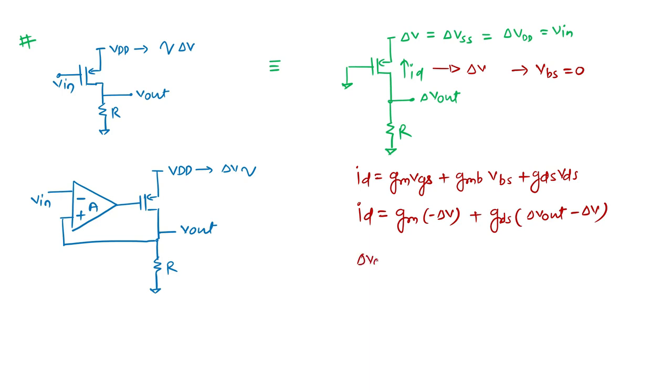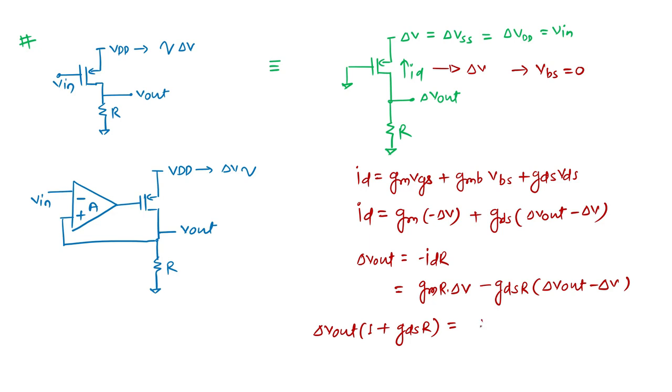And what about del V out? Del V out is nothing but minus ID times R. So it can be gmR times del V, minus gdsR times del V out minus del V. If we separate both variables, del V out on one side, it will be 1 plus gdsR equal to gmR plus gdsR times del V. I think something is missing, so here we have gdsR.